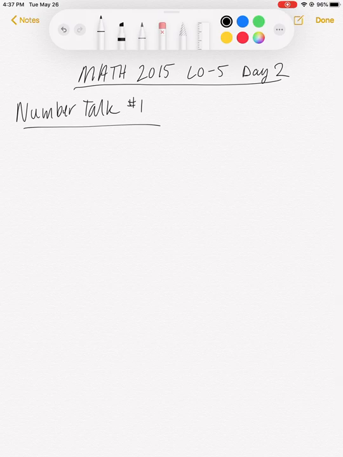Okay. In the first Number Talk, the problem was 176 plus 98, which the students found was equal to 274. The strategies are going to be again written as equation stacks, and we're going to translate those into equation strings.